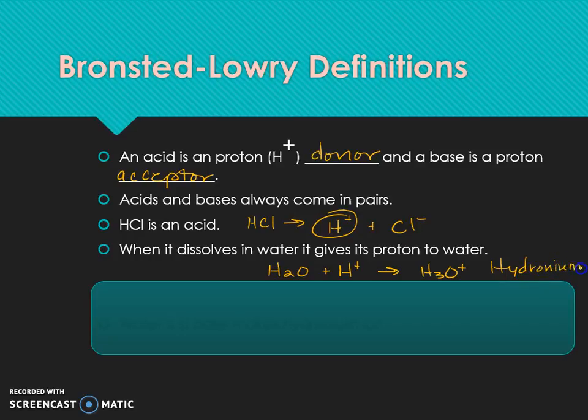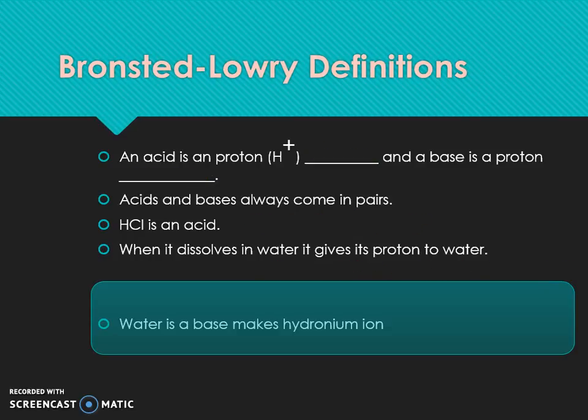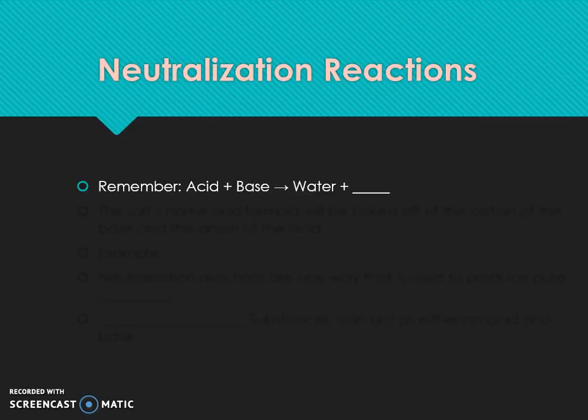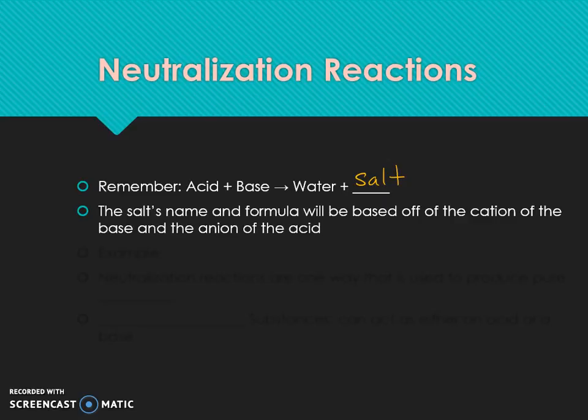Hydronium ion. That's just another way that you can look at hydrogen ions. Water is considered a base because it makes that hydrogen ion. It can accept that ion. A neutralization reaction, remember, is an acid-base reaction. In an acid-base reaction, you're going to have water and a salt, an ionic compound, as the other product. The salt's name and formula is based off of the cation of the base and the anion of the acid.